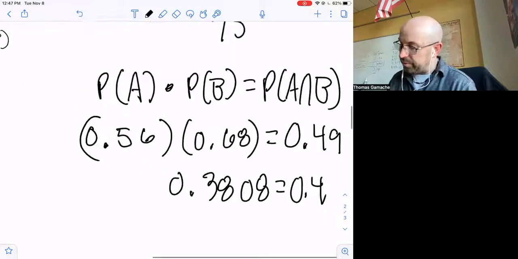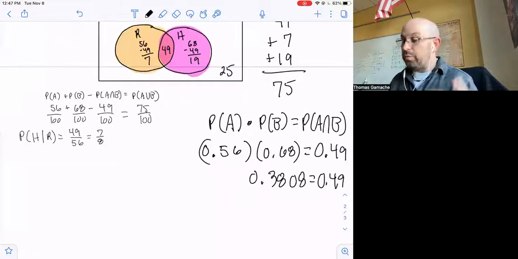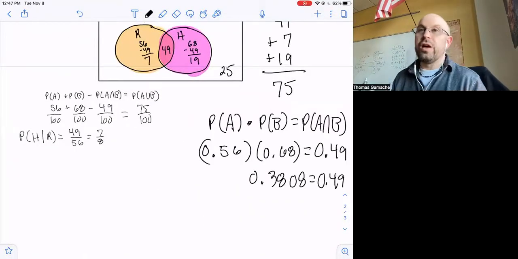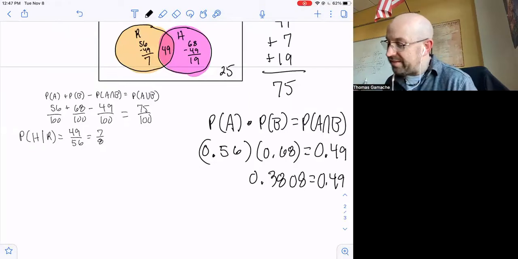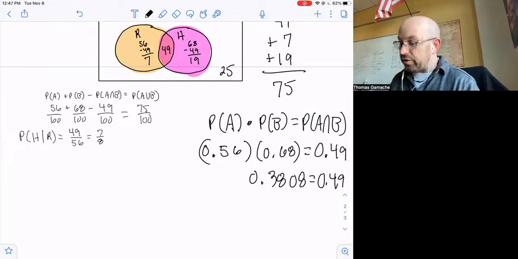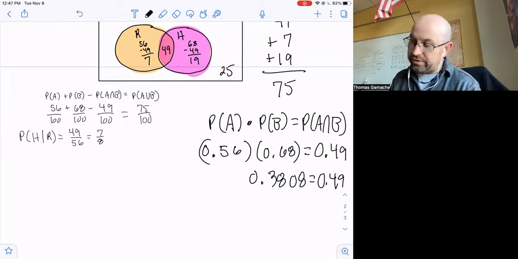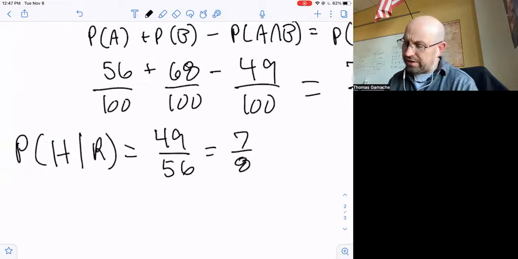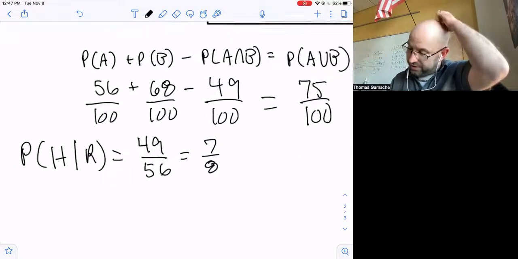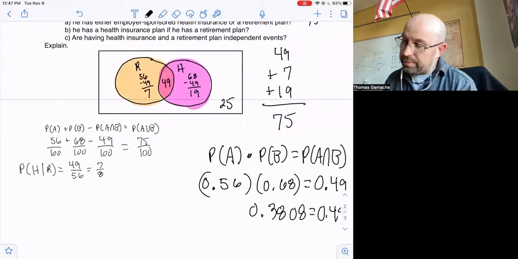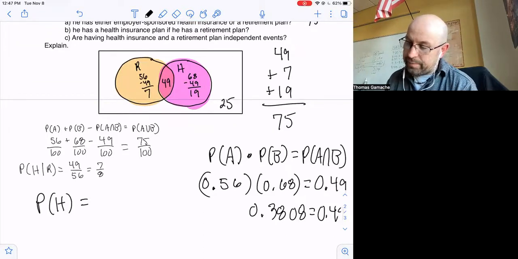There's some sort of relationship going on there. Maybe if you have one, you're more likely to have the other. Who knows? But it's not independent. It's not consistent. That having health insurance, that probability changes once you have a retirement plan. There's another way I can prove this. I can also do what we just did here, actually, the probability of having health insurance given I have retirement. If I look at the probability of having health insurance, that's 68%.